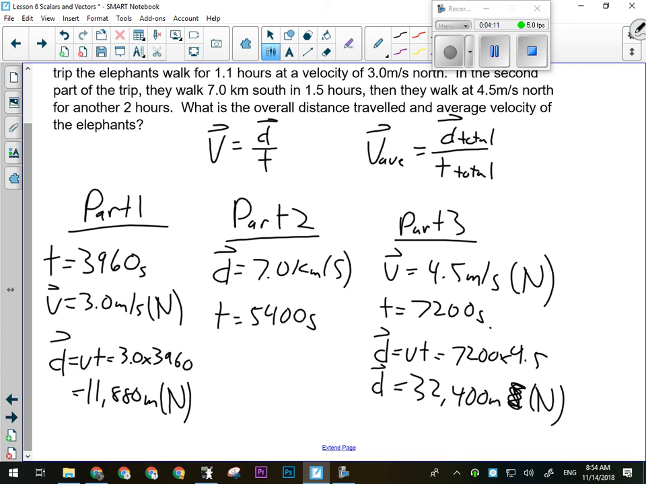Okay, so the first part of the question wants to know the overall distance traveled. Do north and south make any difference if I'm calculating distance? No, distance just wants to know how far did the elephants walk, period. So all I have to do then is take all the distances, or all the displacements, and do what with them? Just add them, regardless of whether they're north or south.